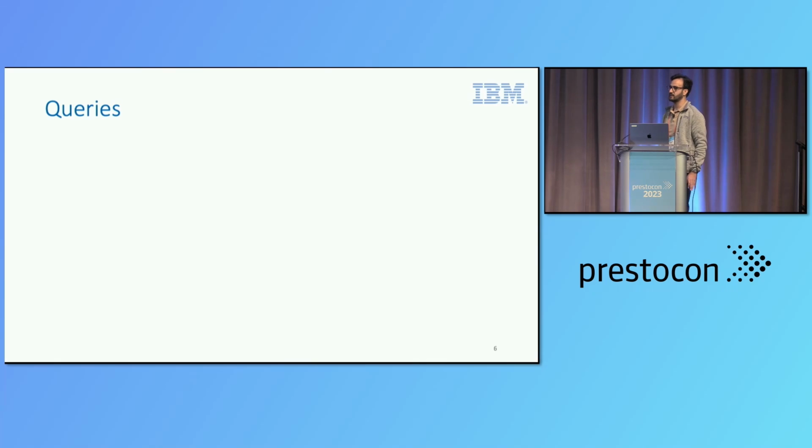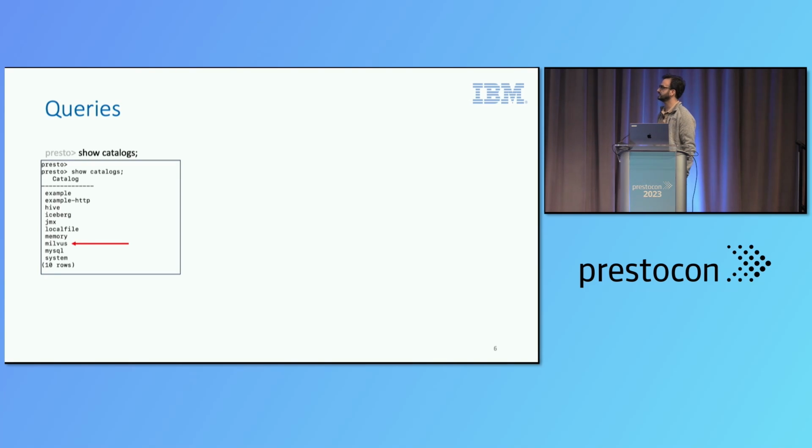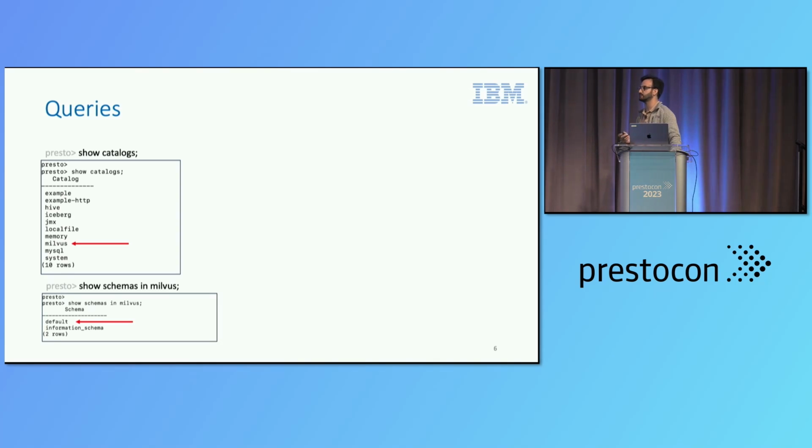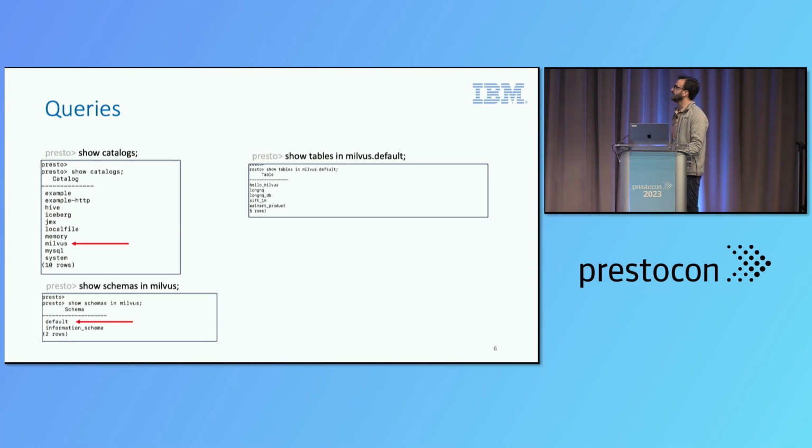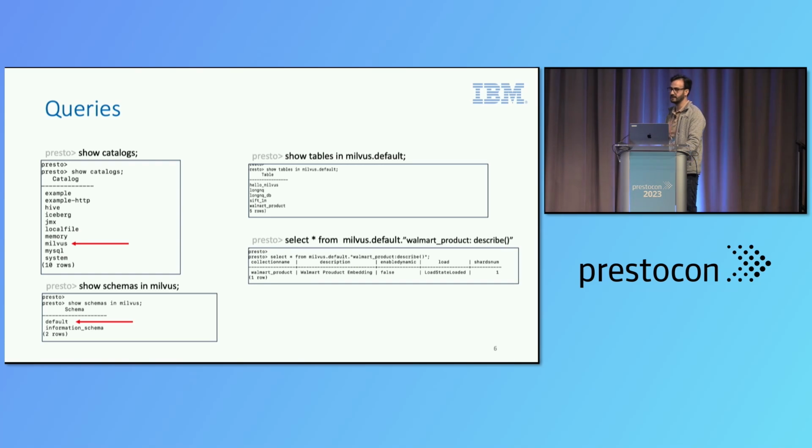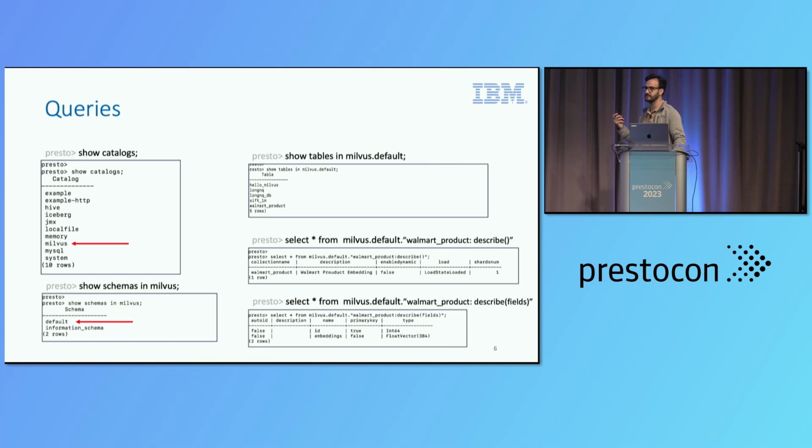So seeing some queries here, how we interact with the system. If you run the show catalogs function, it will show you Milvus there. And if you want to see the schemas, the more important point is that there will be only one schema, the default schema. If you want to list the tables, all of the vector schemas in Milvus are referred to as tables here. And if you want to describe the properties of any schema, we have the describe function. And if you want to list the fields of any schema, you just have to put in the argument of fields here.